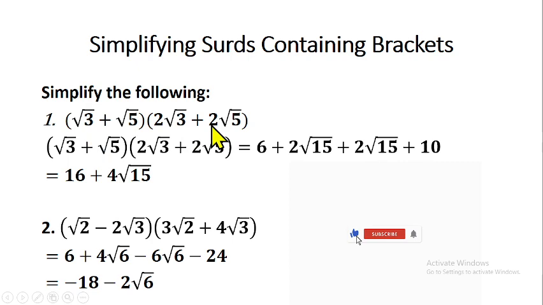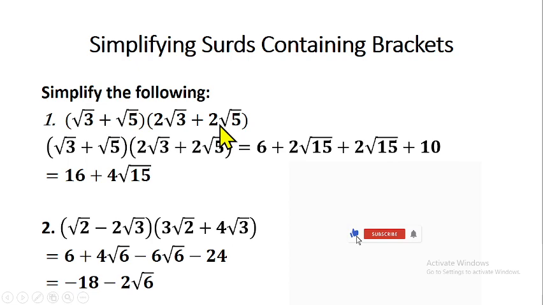Then surd 3 also will multiply this as well. So surd 3 times 2 surd 5. What would that give you if you know? So surd 3 times 2 surd 5, that will give us 2 surd 15, because surd 3 times surd 5 will give us surd 15, so that will give us 2 surd 15.